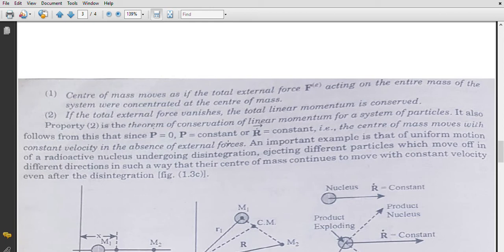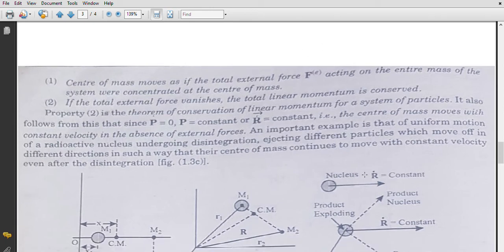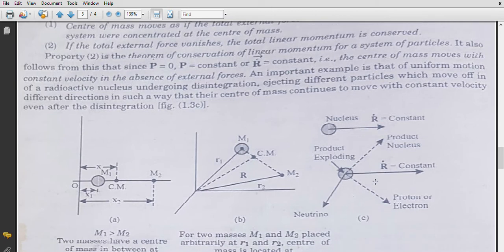An important example of this is the radioactive disintegration of nuclei. Here I have shown a nucleus which is undergoing disintegration. It is moving with a constant velocity. When it undergoes disintegration, different particles are produced. This is the product nucleus.